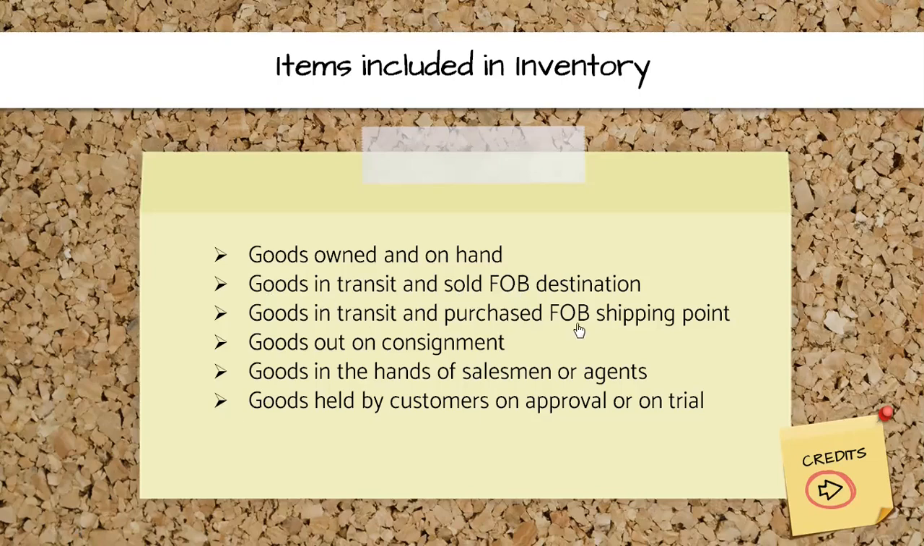Goods in transit and purchased FOB shipping point. Goods out on consignment. We will discuss this also later. And goods in the hands of salesmen or agents, because of course you still own those goods. They are not considered sold when the goods are with the salesmen or agents. Also, goods held by customers on approval or on trial. So again, these items should be included as part of your inventory. If one is not included, then you have to add it to your inventory.